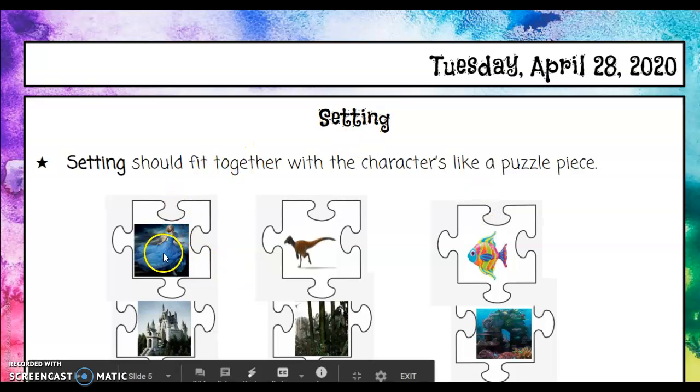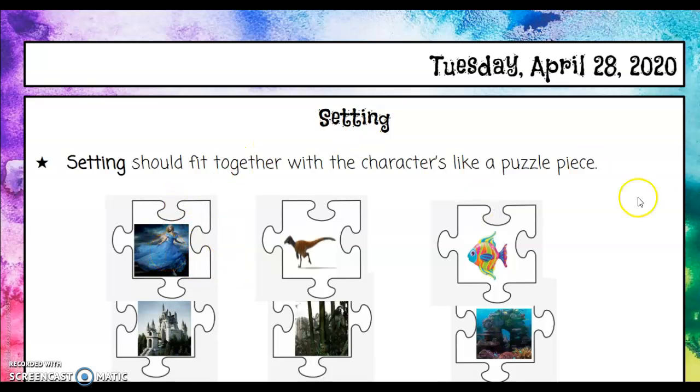Okay, so then when we did these puzzle pieces, we moved these together, and these were mixed up, and you had to define which puzzle piece fit together.